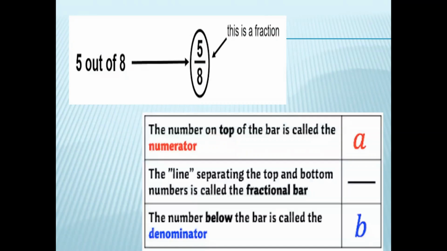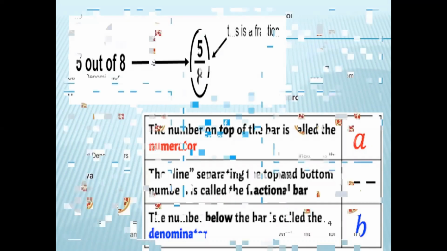You can see an example, 5 out of 8. 5 is your numerator and 8 is your denominator. As we can say, the number on the top of the bar is called numerator, which is 5 in the given example. The line separating the top and bottom number is called the fractional bar. In the same way, the number below the bar is called denominator. Hence, A upon B represents a fraction.